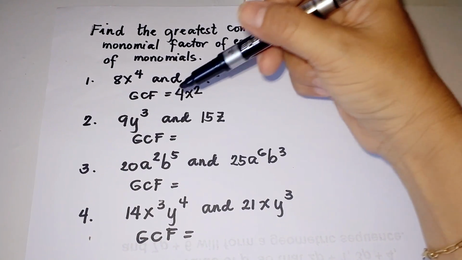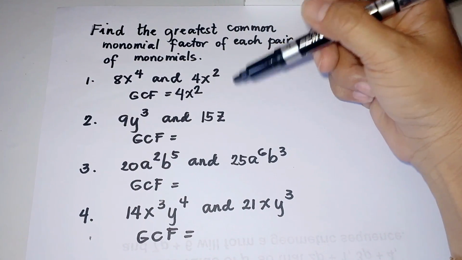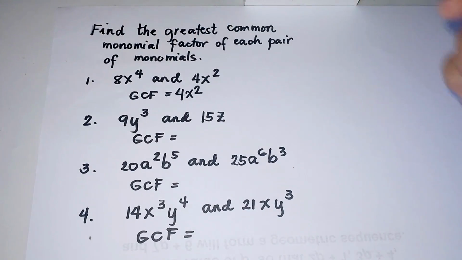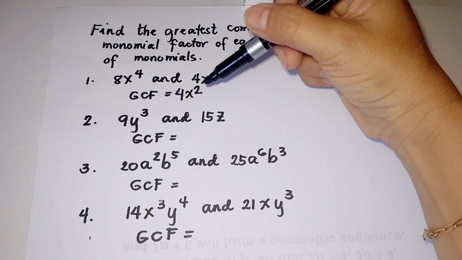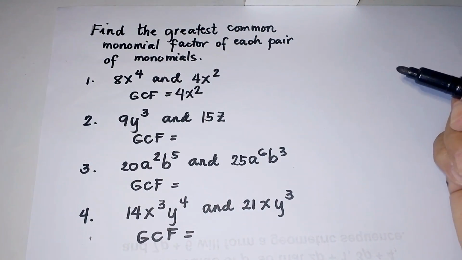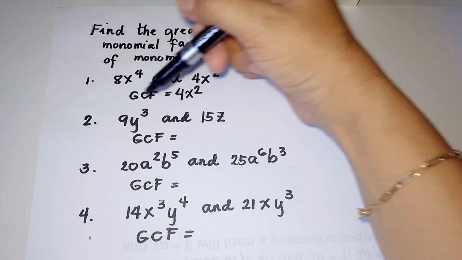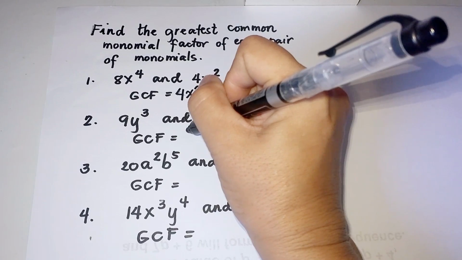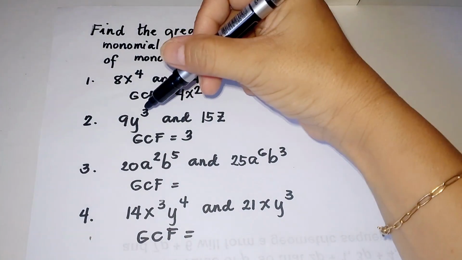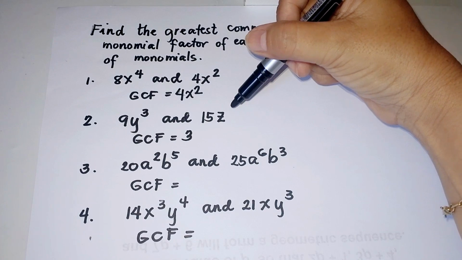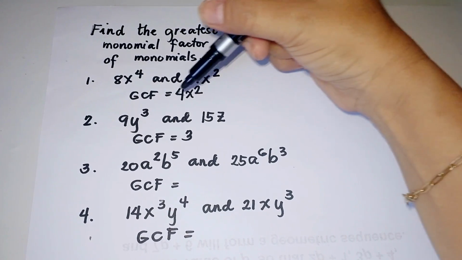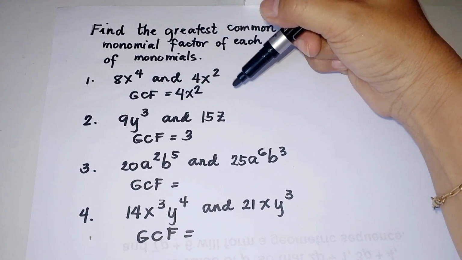Number 2, 9y cubed and 15z. For 9 and 15, the highest possible number which we can divide them by is 3. So the GCF of 9 and 15 is 3. Then for y cubed, there's y cubed in the first one, but there's no y in the second monomial. So y is not a common factor.